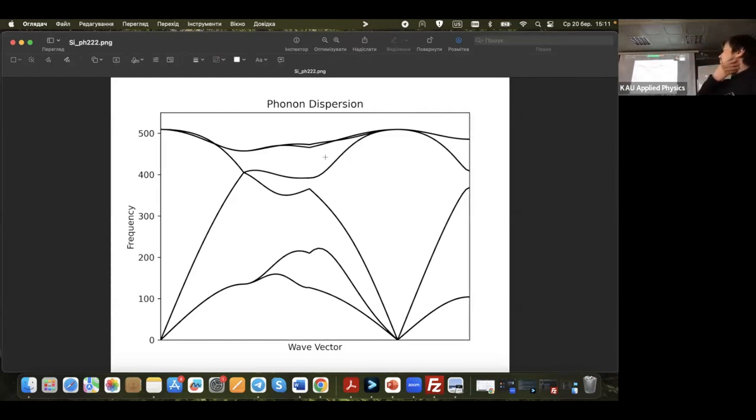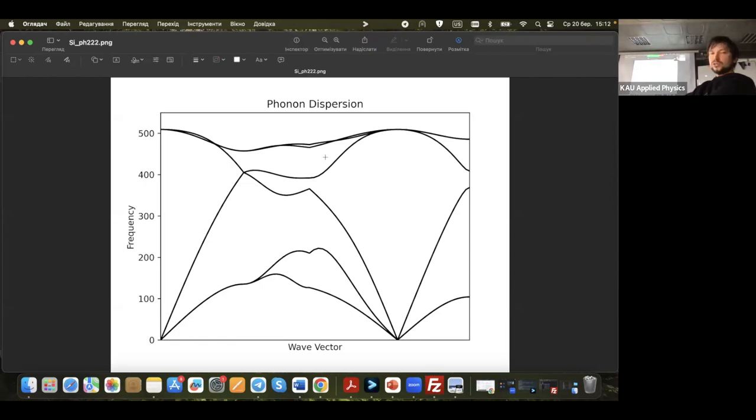But this is a very rough calculation, because we took just 2-2-2. And later today, I will send you homework for these phonon calculations, to recalculate it with 3-3-3 and 4-4-4, and to see the difference. Plot it maybe on one plot, and the difference will be rather huge. So it means some kind of convergence.